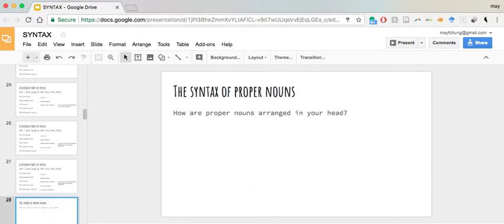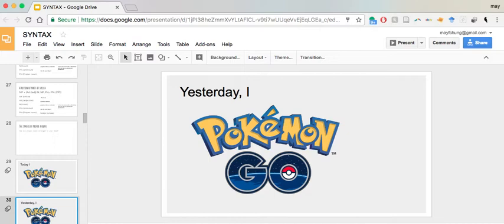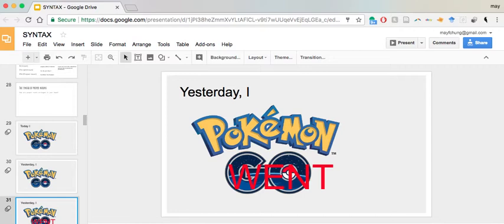Proper nouns are tricky because you can group them as one entity, right? So when you think of the president, or let's say Pokemon Go, right? You could say things like, today I Pokemon Go, right? And then yesterday you would say, I Pokemon Go'd, right? And that would be how you conceptualize proper nouns in your head. Because you wouldn't say, yesterday I Pokemon went, right? That doesn't really make any sense. Because in your mind, proper nouns are considered to be one entity.